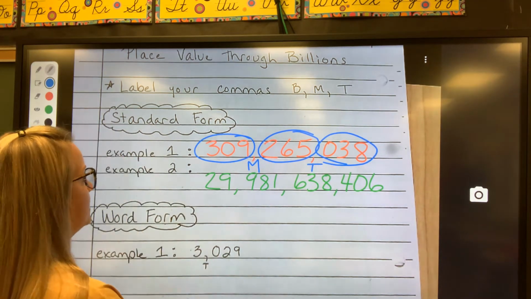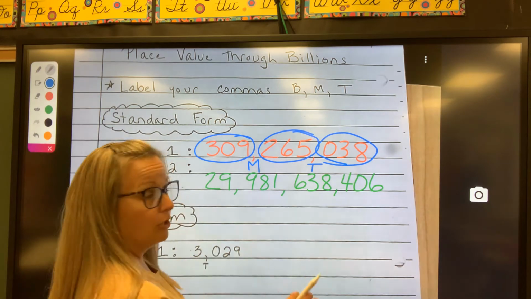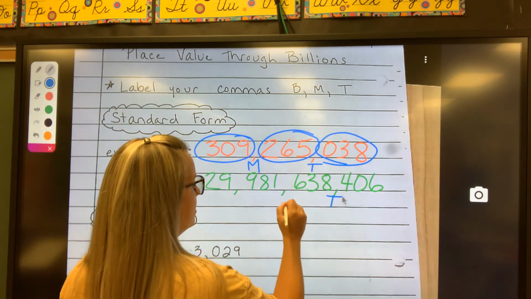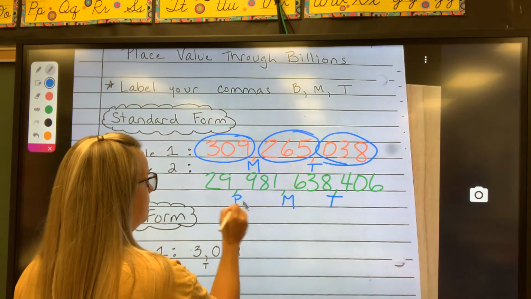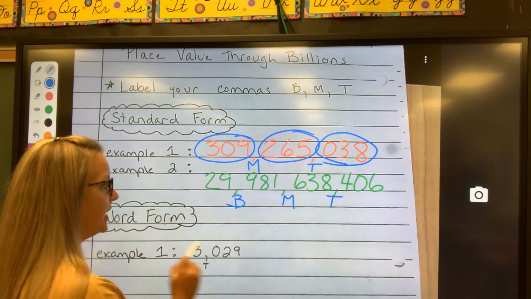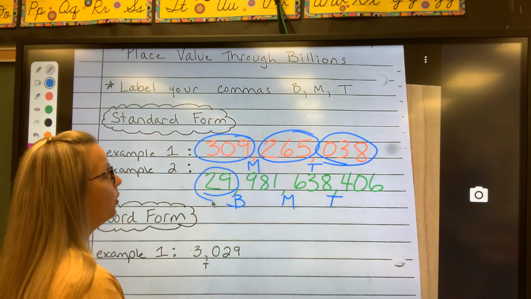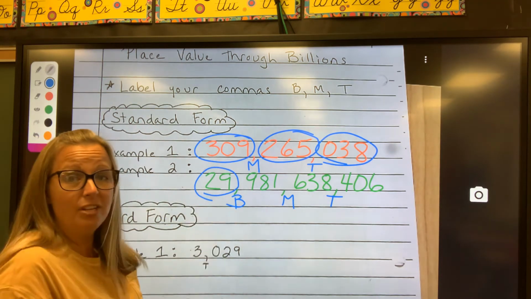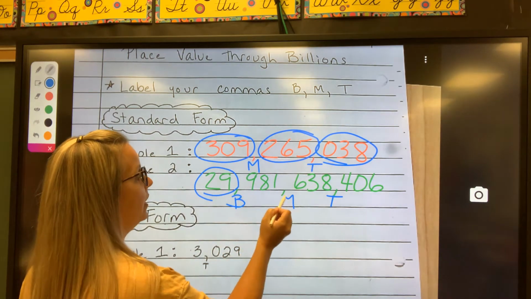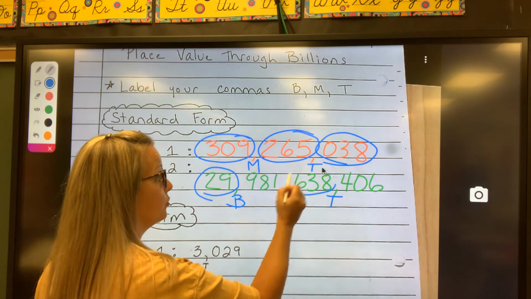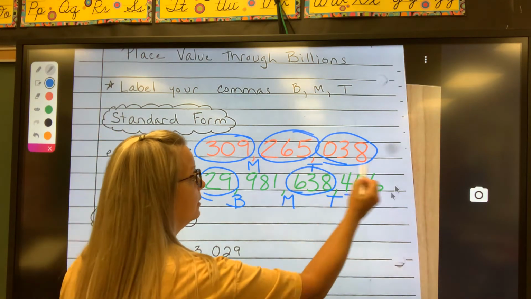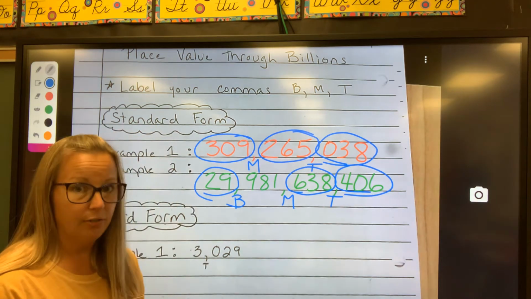Okay, let's practice this one. First commas, label your commas. It's going to make reading it so much easier. So I'm going to label this a T, this an M, and this a B. Start like you're reading a book, left to right. Let's take a look at the first grouping. This is 29. 29 billion. I don't even need to think about what it is because it's labeled a B. 981 million. The next group is 638,406. Standard form.